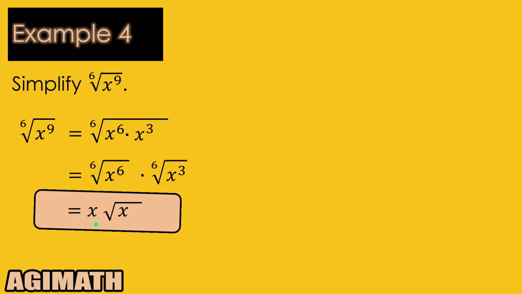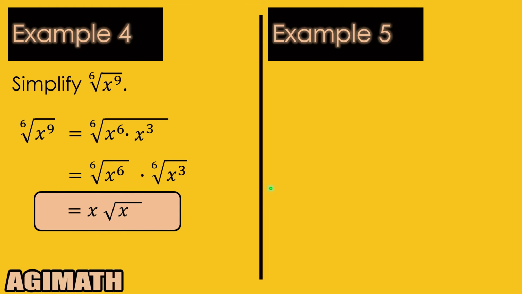Example 5, the 6th root of 4. In this case, if you look at the exponent of 4, it is 1, and then the index is 6. And you might say, sir, it's already simplified. Come on, child. The world is very deceiving. When you look at 4, automatically you will say that 4 is a perfect square. That is 2 squared. That's why we can write 4 as 2 squared.